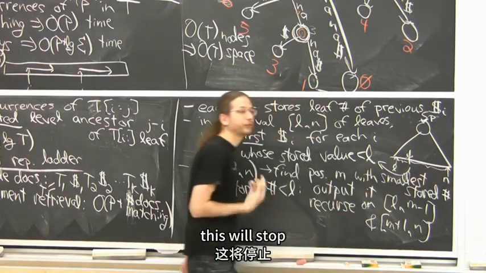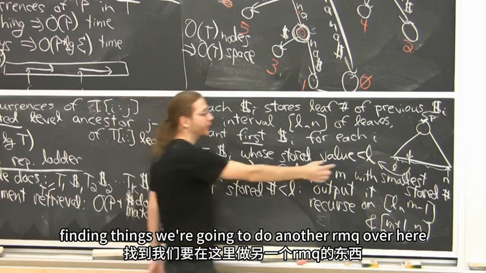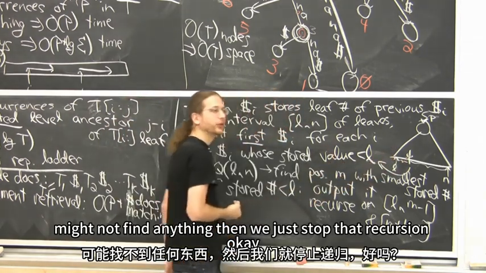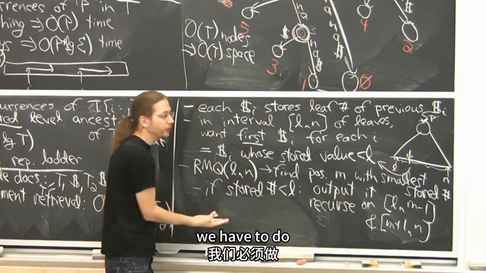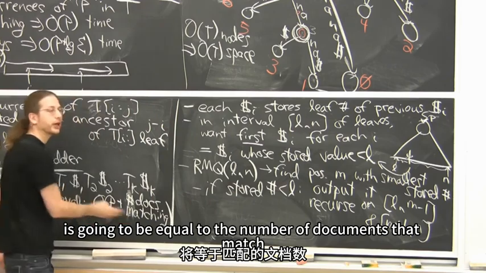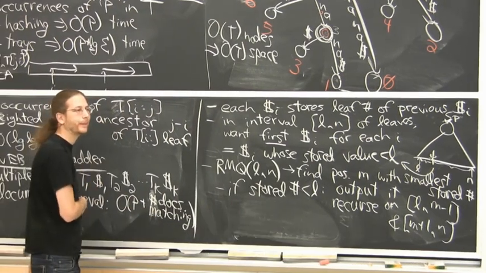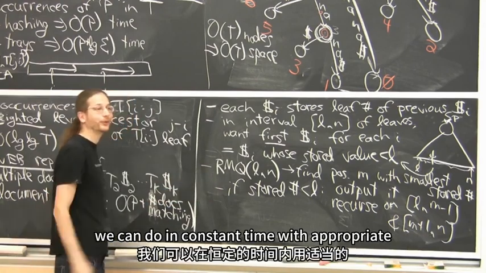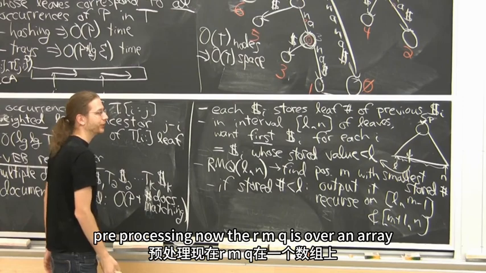At some point, this will stop finding things. We're going to do another RMQ over here. Might not find anything. Then we just stop that recursion. Okay, but the number of recursions we have to do is going to be equal to the number of documents that match, maybe plus 1. So we achieve this bound using RMQ, because RMQ we can do in constant time with appropriate preprocessing.